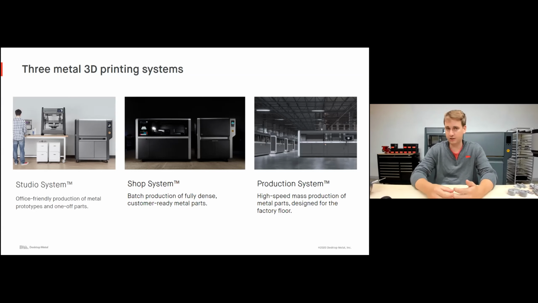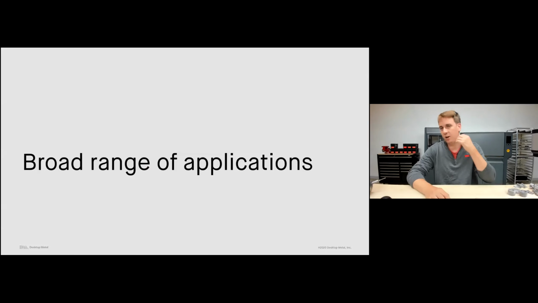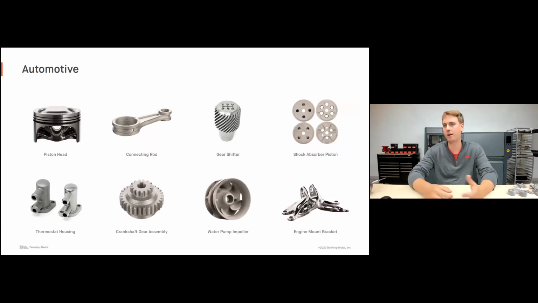Today, we're mostly going to be focusing on the Studio system, but it's important to know that all of these printers have the same benefits of additive manufacturing. They have the same design freedom available to them because of the additive nature of printing. So we're working across a broad range of applications. Just try to get your mind thinking about some of the parts that are being so successful with our products. Automotive, things from piston heads, connecting rods, even engine components, gear shifters that can be customized now.